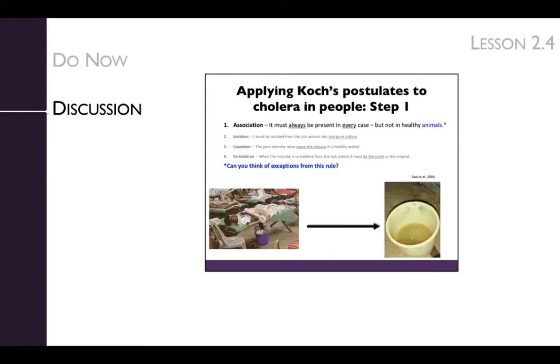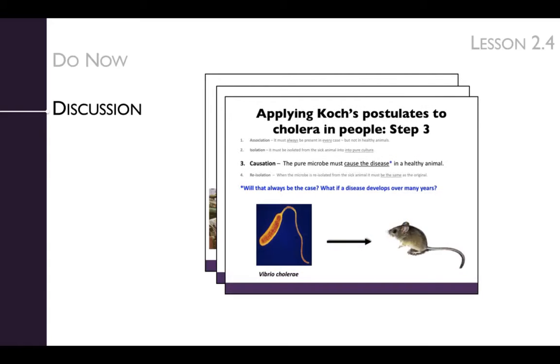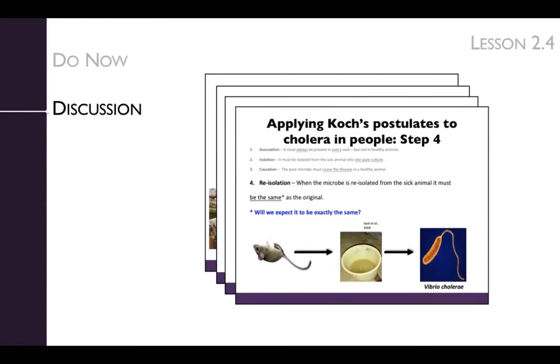First, he showed association by confirming that all people with cholera have diarrhea that contains high concentrations of bacteria. Next, Koch isolated the bacteria into pure culture. He then used the pure bacteria to cause disease in healthy animals. Koch then showed that he could re-isolate the same bacteria from the infected animal.